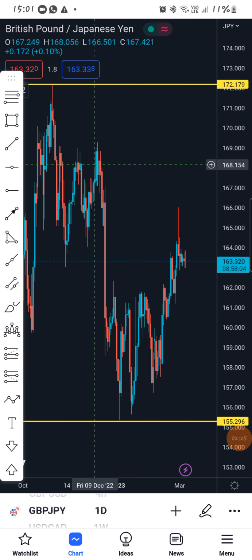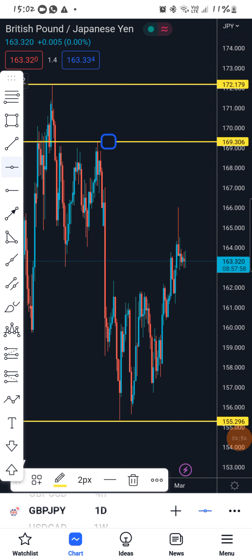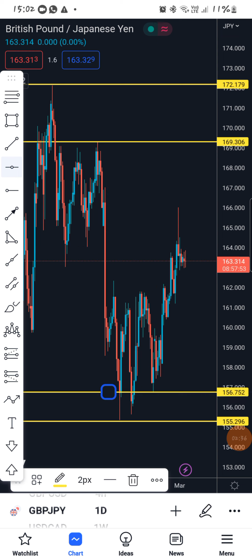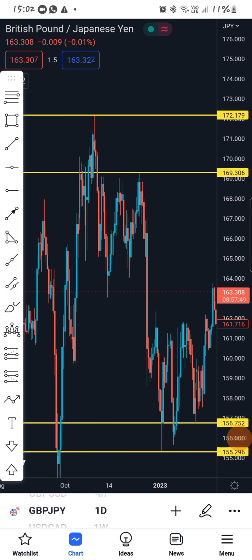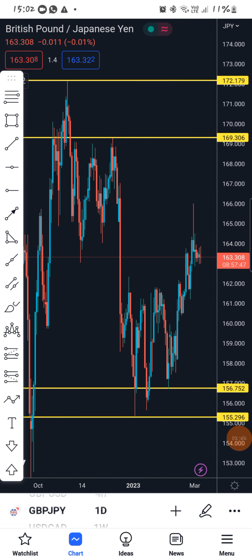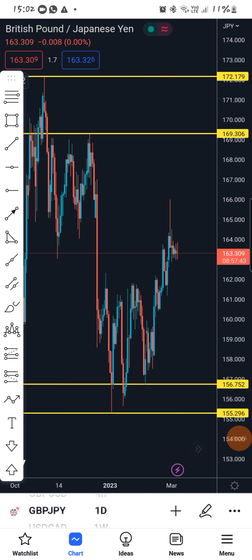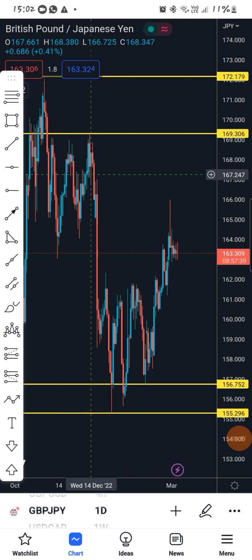In this case, let's put another line there, another line there, and then another line there, just like that. So what do we have now? What is the trend? You also have to look at the trend. The trend has been going down, just like that.